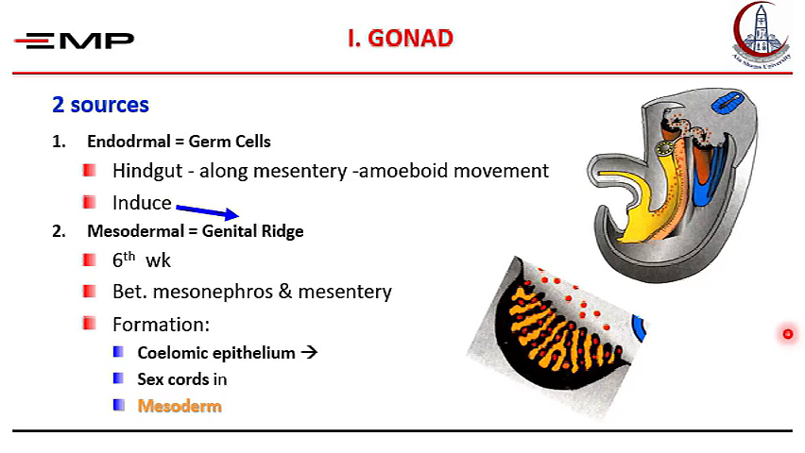Regarding times, the germ cells appear in the 4th week. They reach the genital ridge in the 6th week. The genital ridge begins to develop in the 5th week and becomes differentiated into the 3 components after arrival of the germ cells. It's very important to know that the germ cells are the inducers of the genital ridge.